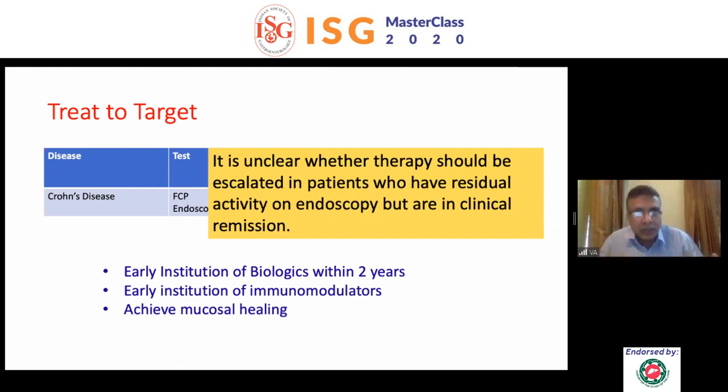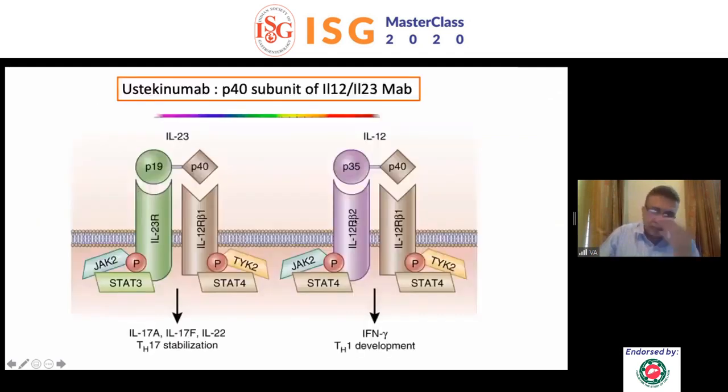Treat to target is coming up, maybe in 6 months' time, once we have the CALM-2 trials. CALM-1 is a trial which has been published. Another trial, REACT-2, and CALM-2 are yet to be published. So when their results come up, maybe we'll have more data. Right now, let it be clear to everybody that it is unclear whether therapy should be escalated in patients who have residual activity on endoscopy but are in clinical remission.